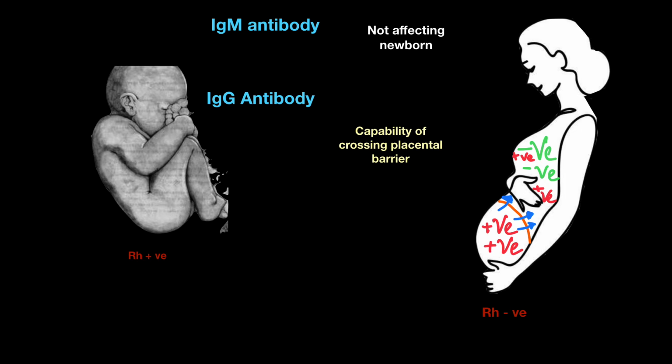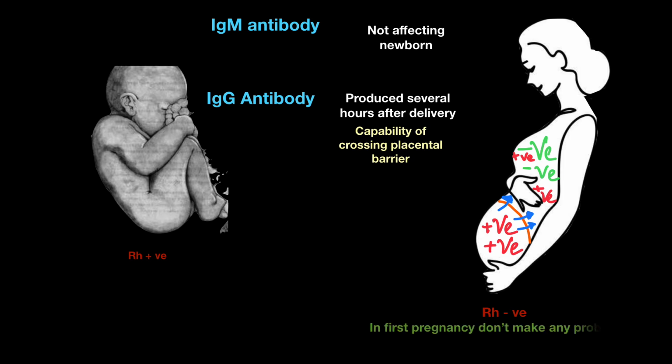The first antibody produced as a result of RH sensitization is IgM, which doesn't affect the newborn. But the potent antibody IgG, which has the capability of crossing the placental barrier, is produced several hours after delivery. By that time, the baby will be delivered safely. So usually in the first pregnancy, RH incompatibility does not make any problems.